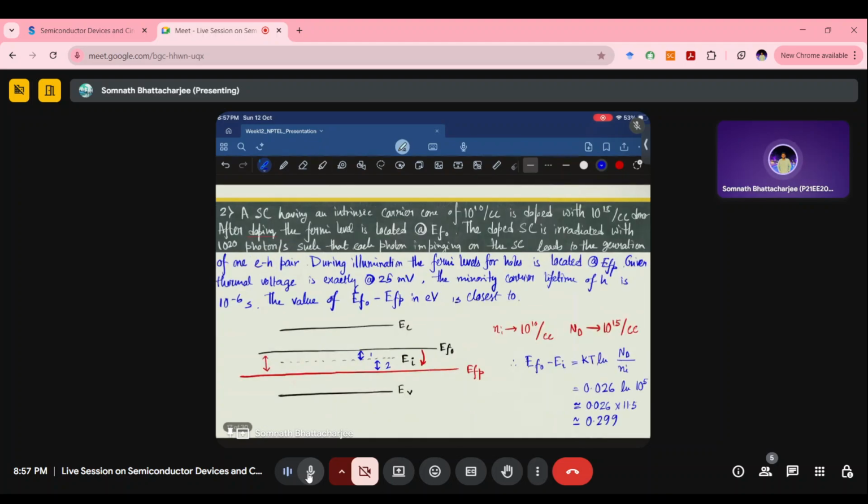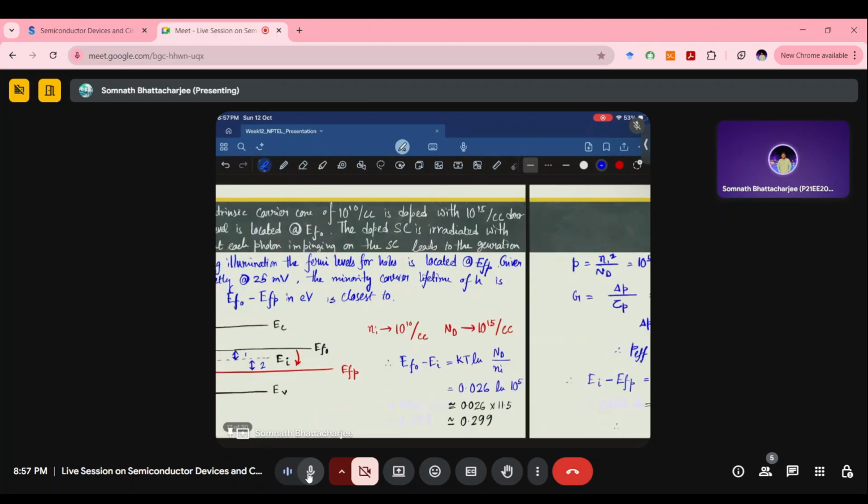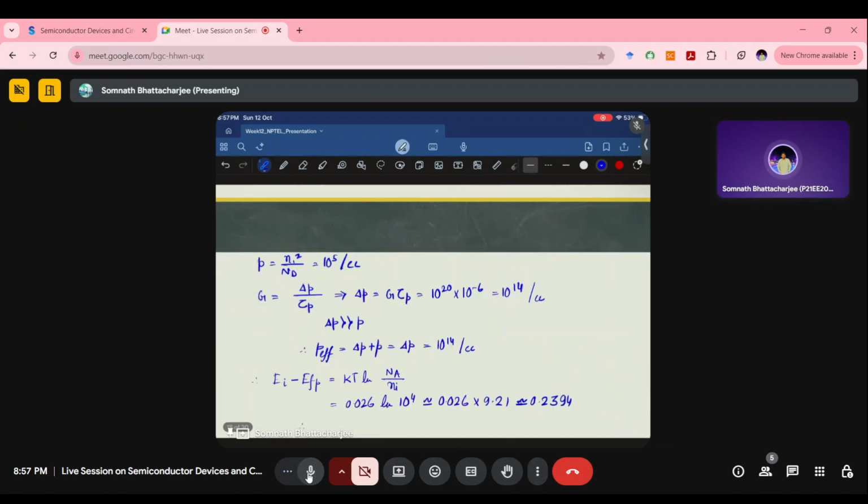Now, we have the difference between the first one, from the intrinsic to that, and from this to that. So this is Ei plus Ei minus, so we'll just add both the values. We need to find this EF0 minus EFp, so we'll add both the values, that is 0.299 plus 0.239. So the value would be 0.299 plus 0.239, that is 0.538 eV.